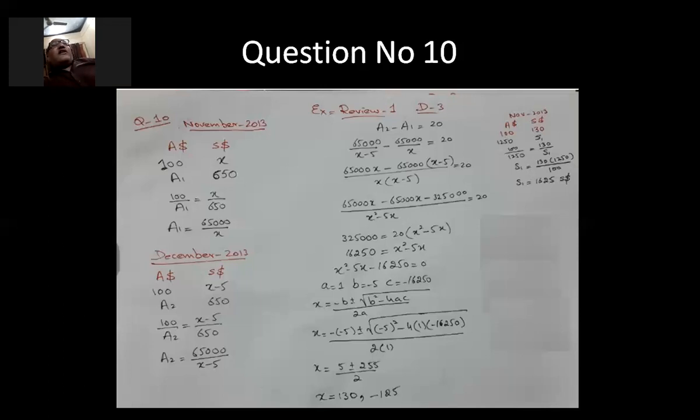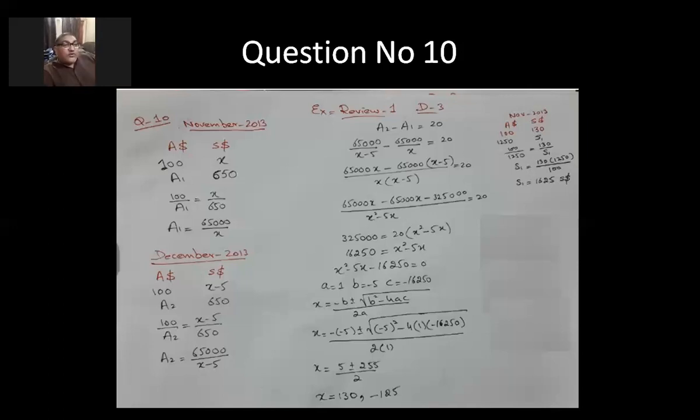So you will have 65000 X minus, when 65,000 will multiply with the X, it will be 65,000 X, and when it will multiply with the 5, it will be 325,000. So this plus 65,000 X and minus 65,000 X, they both will be cancelled. So now you cross multiply it. So you have 325000 equals 20 bracket X square minus 5X.